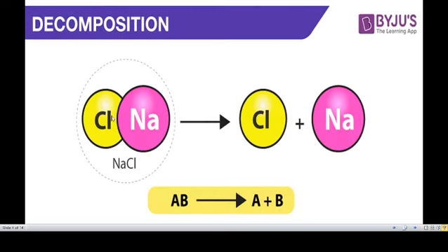This is an example of a decomposition reaction. Sodium chloride, NaCl, a single compound, decomposes to form sodium and chlorine. After decomposition, NaCl is converted into sodium and chlorine. Two products are formed. The reactant is a single compound, and there are two products. In general, AB after decomposition splits into A and B.